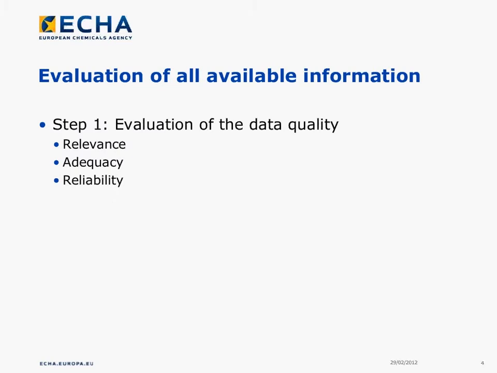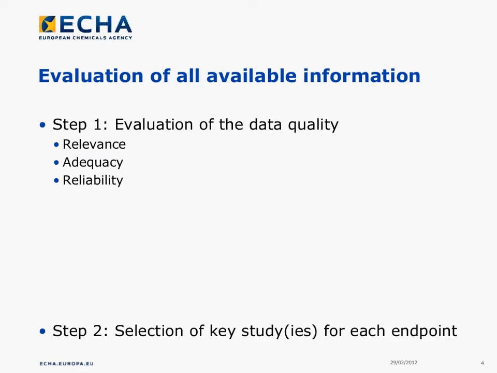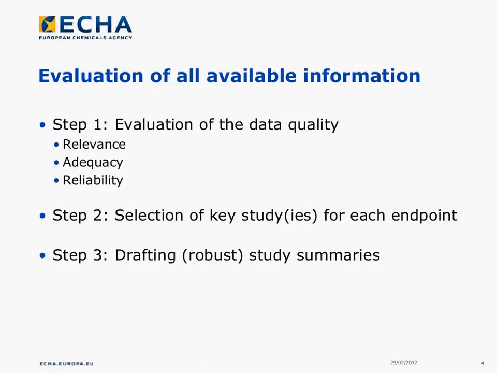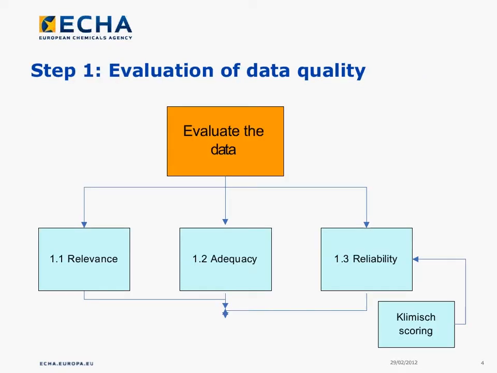But before you actually get to draft a robust study summary or a study summary, there are two main other steps you need to complete. The first one is the evaluation of the quality of the data that you have available, which means an assessment of the relevance, the adequacy, and the reliability of your data. The second step is the selection of one or more key studies for each endpoint, which will form the basis for your assessment of that endpoint. Finally, those studies will be reported to ECHA for an evaluation of your assessment, either as a robust study summary or as a study summary. Let's now look in more detail at each of the aforementioned three steps.